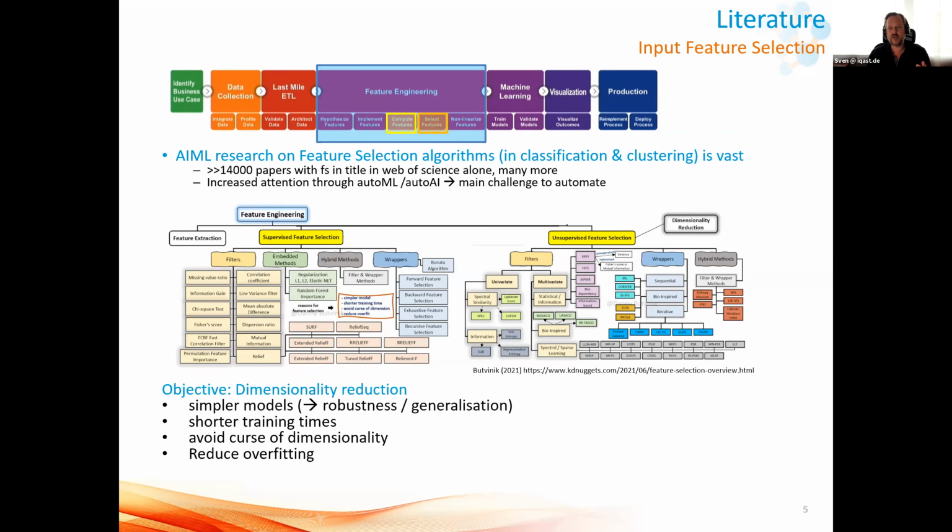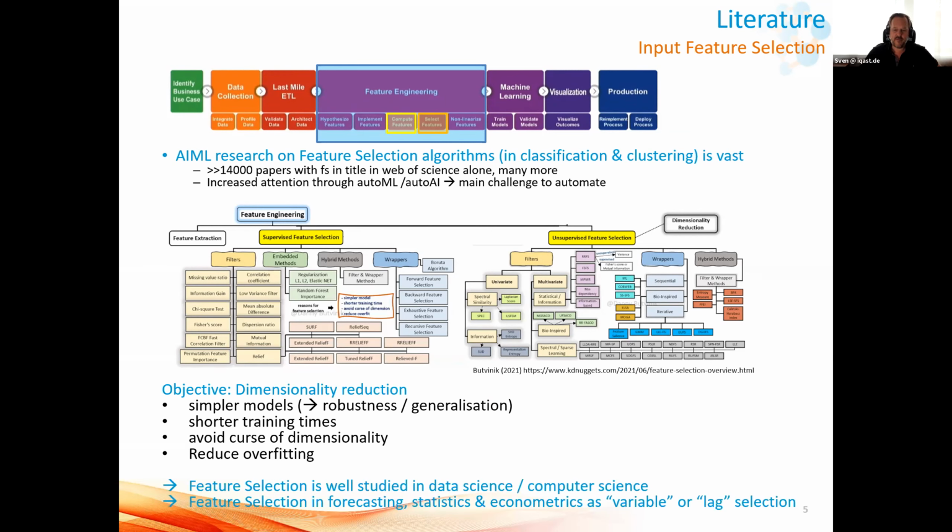The objective of feature selection is, of course, to develop simpler models, therefore shortening training times, avoiding the curse of dimensionality and reducing overfitting. We have talked about that for the better part of 40 years now in neural network research. So this is done. It's well studied in data science. It's well studied in forecasting as well, only under a different name. We often have been talking about variable selection or lag selection.